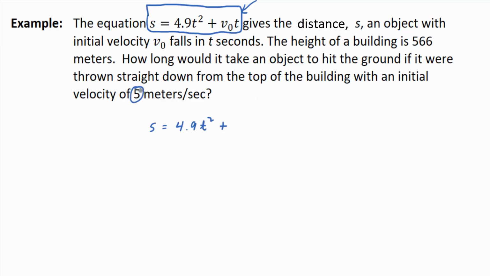So it's thrown straight down. If it were thrown on an arc off the building, this equation wouldn't work. You got to throw it straight down, and then the equation's a good approximation. And it tells you that it's thrown straight down 5 meters per second. So that's v naught. So we're going to fill in that right here. So S equals 4.9 t squared plus 5t.